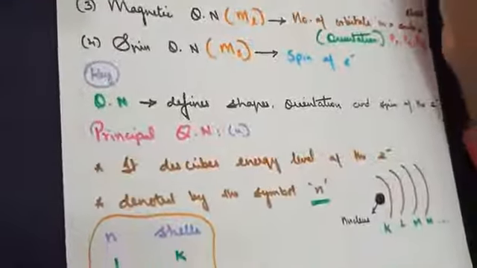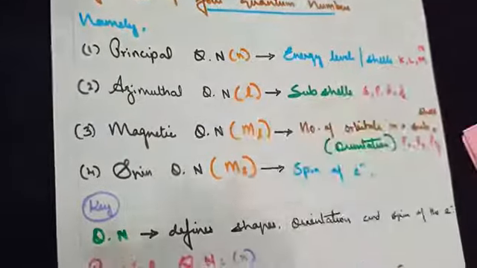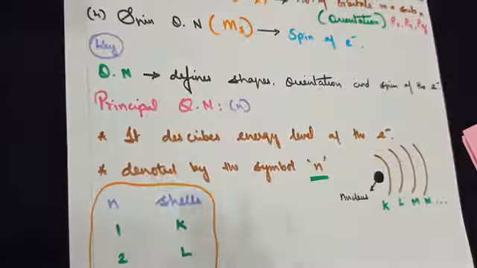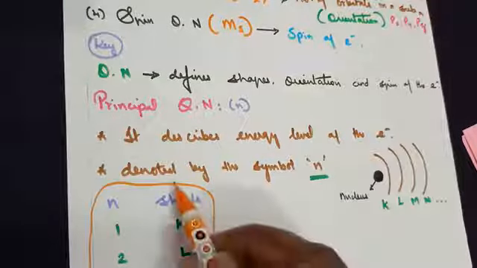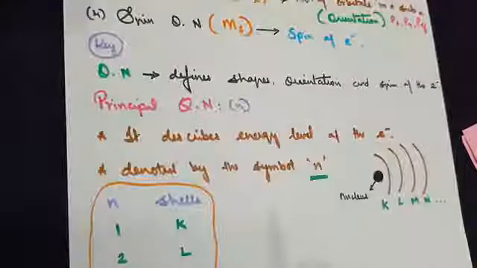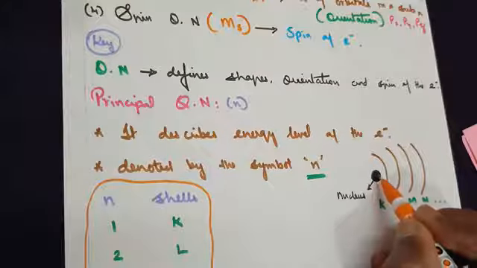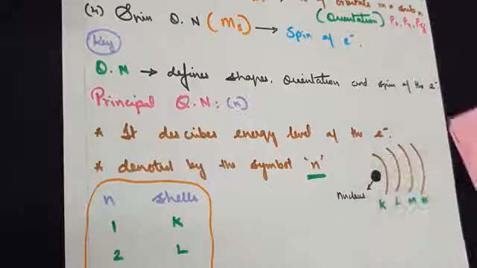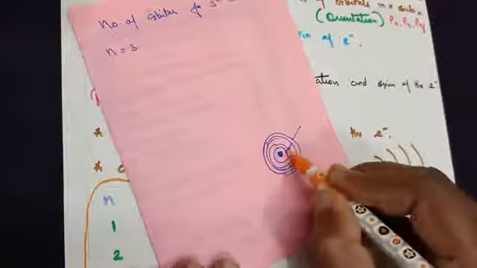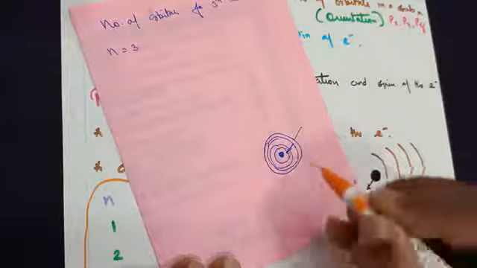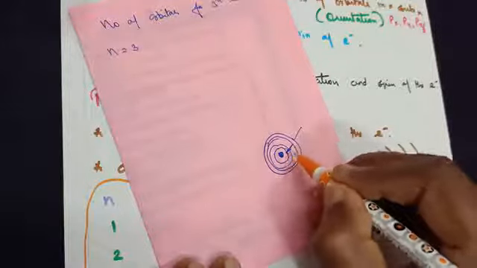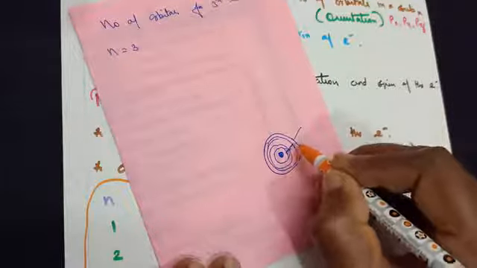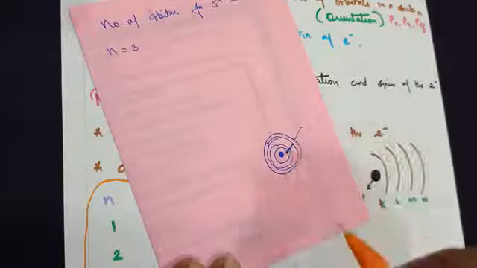If you are asked to write for 5 marks, you have to explain in detail all 4 quantum numbers with the key answers. Principal quantum number, as I told you, describes the energy level of the electron. It is denoted by the symbol small n. If you remember, at the center of the atom you have a nucleus. Around the nucleus, this is the representation. You have so many circles being drawn here. Each circle stands for an energy level. In this case, how many circles can you see here? 1, 2, 3, 4 circles are there. So there are 4 energy levels.